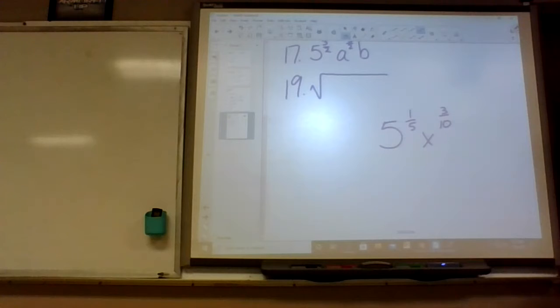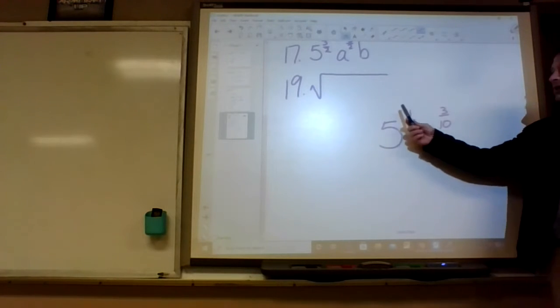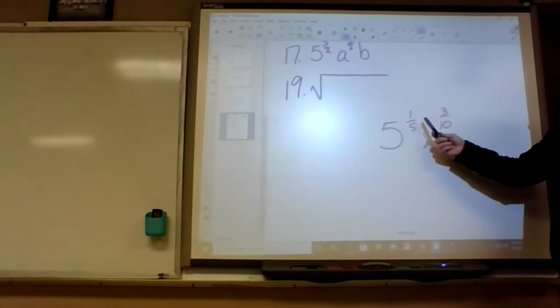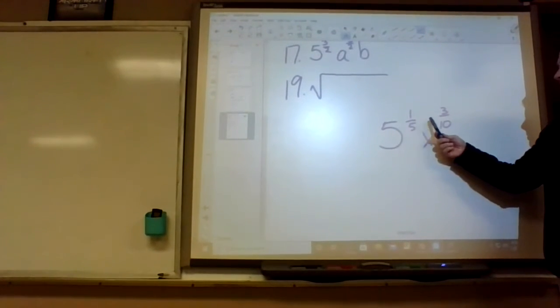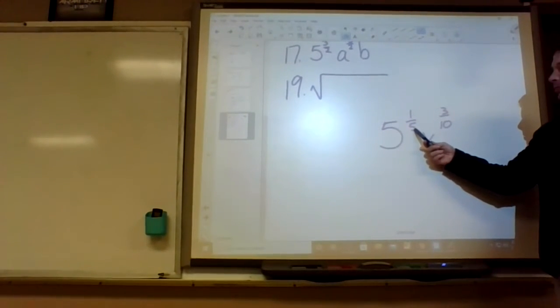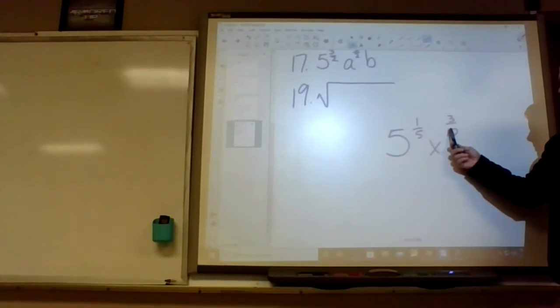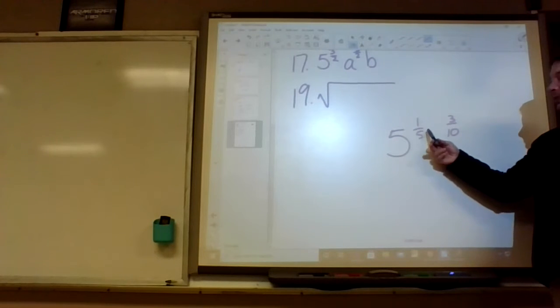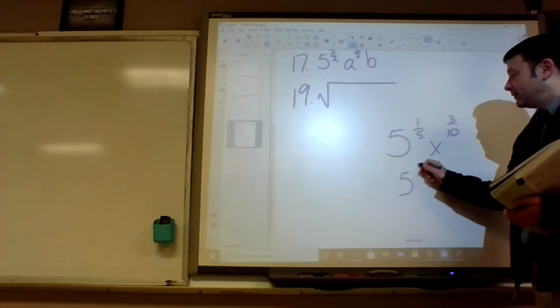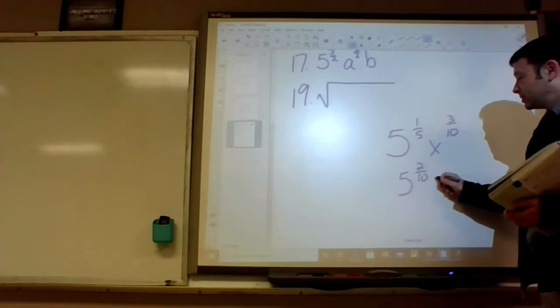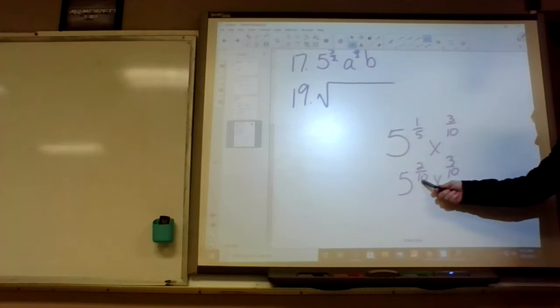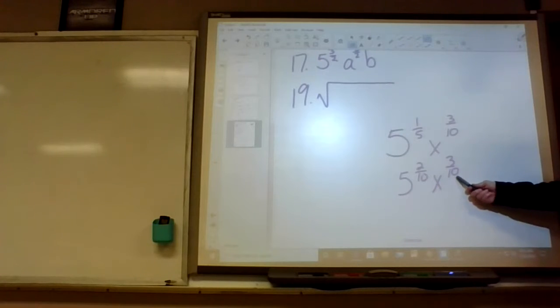Alright, so that we can have the same root right here, we need to change these fractions so the denominators are the same. How do I change 5 into 10? Multiply by 2. And if you multiply the bottom times 2, you multiply the top times 2. So it's 5 to the 2 tenths and x to the 3 tenths. Okay, so what's our root going to be? 10.